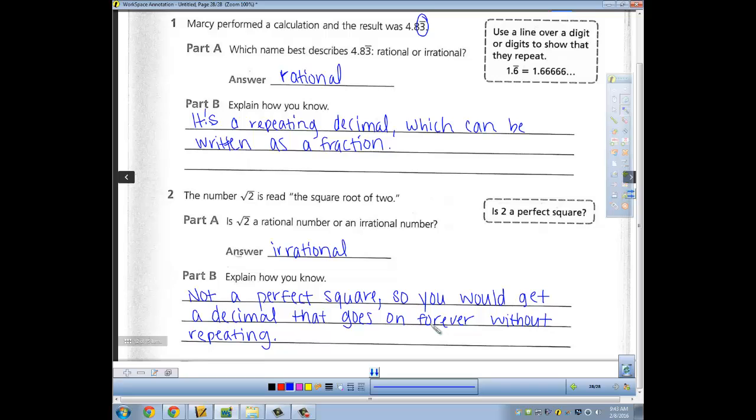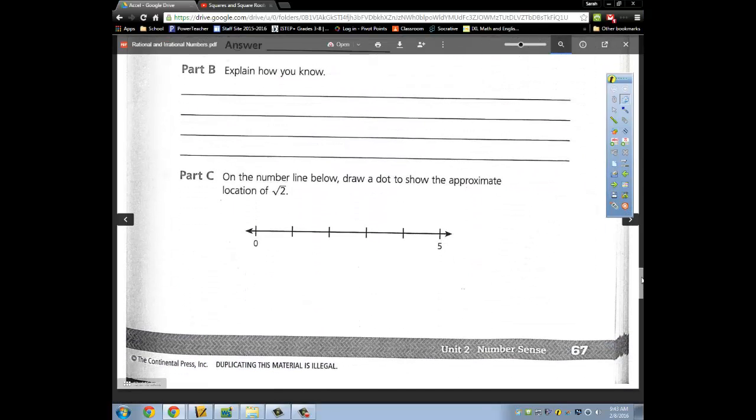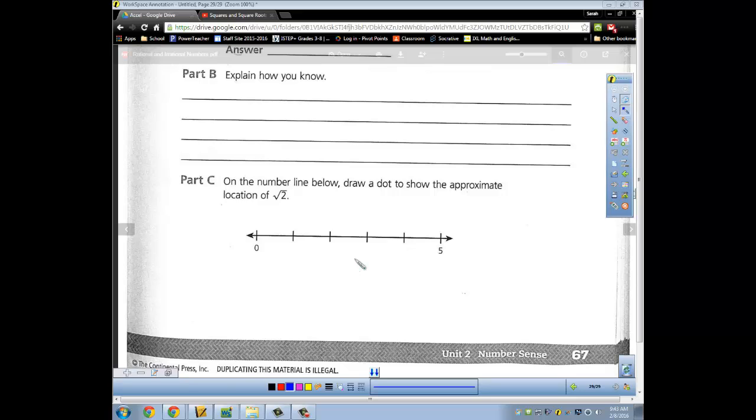Okay. We have one more question, part C, at the bottom of this page. Part C, on the number line below, draw a dot to show the approximate location of square root of 2. Well, square root of 2, that's between square root of 1 and square root of 4. Square root of 1 is 1, square root of 4 is 2. Square root of 2, that's closer to 1 than it is to 4. It's actually about a fourth of the way. And 1/4 is 0.25. So I'm looking for 1.25. So I can finish this number line first. Between 1 and 2, closer to 1, so about here.